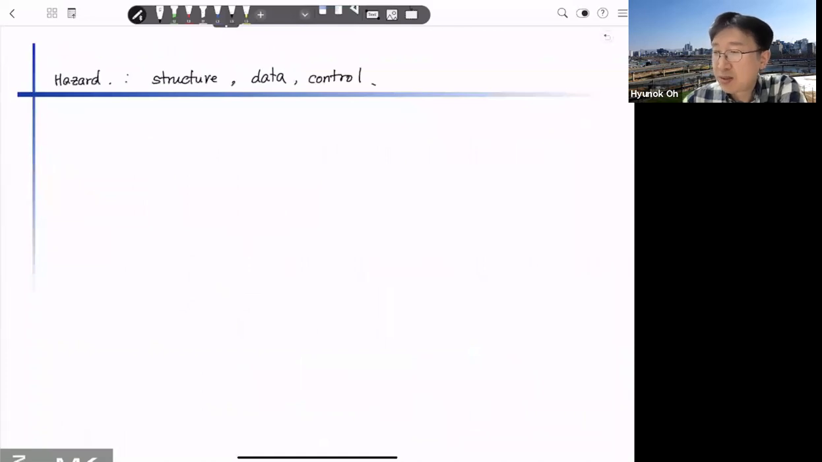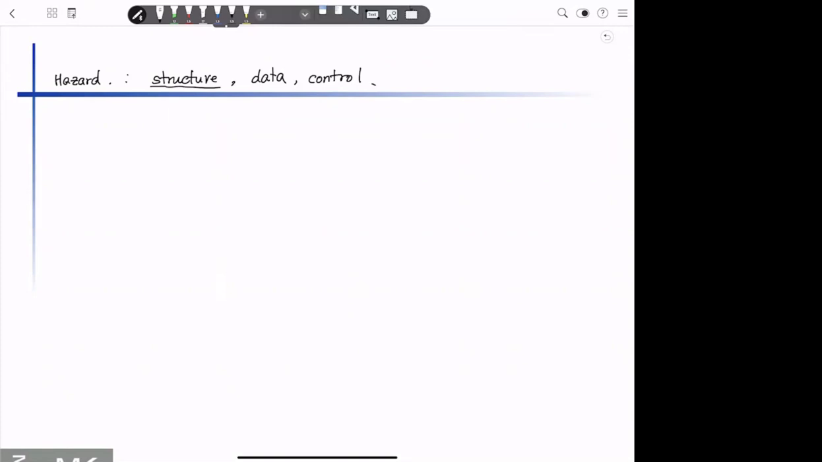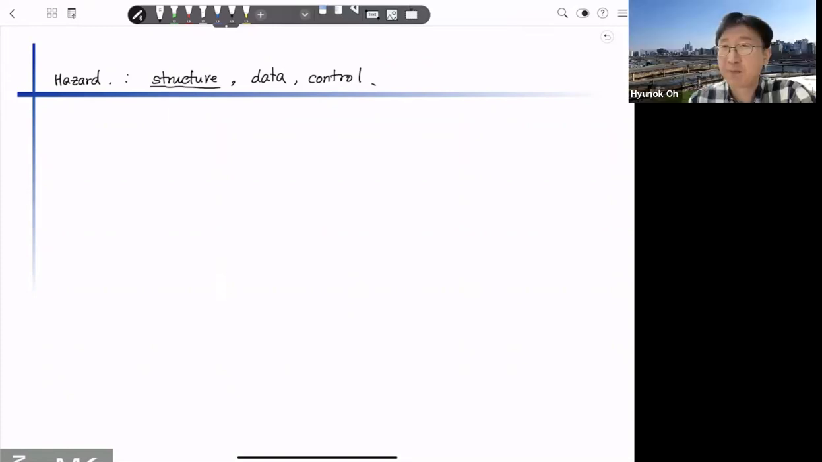Okay, what's the structure hazard? It is due to resource conflict, right? So the resource is not enough, and the hazard is happening. To solve the structure hazard, the easiest way is to put in more hardware resources, right? For instance, if the memory is conflicted, we prepare a separate memory.